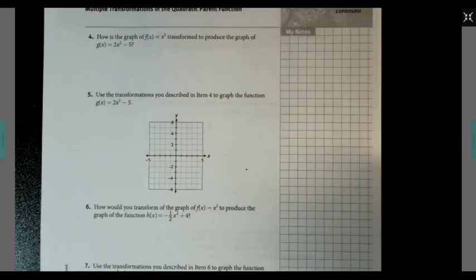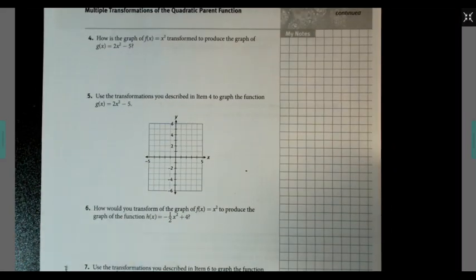Number 4. How is the graph of f of x equals x squared transformed to produce the graph of g of x equals 2x squared minus 5? Well, what's happening to x squared? First thing is it's being multiplied by 2, right?